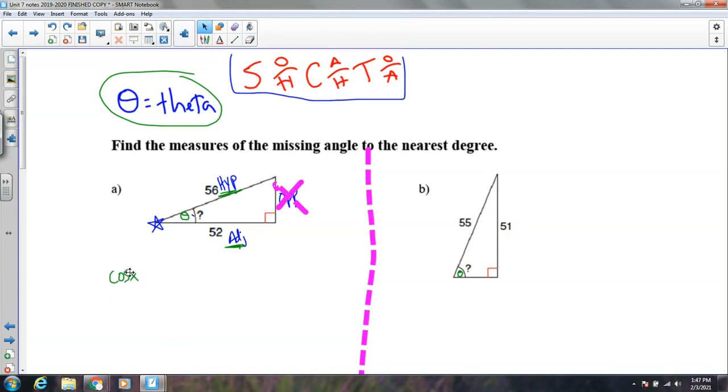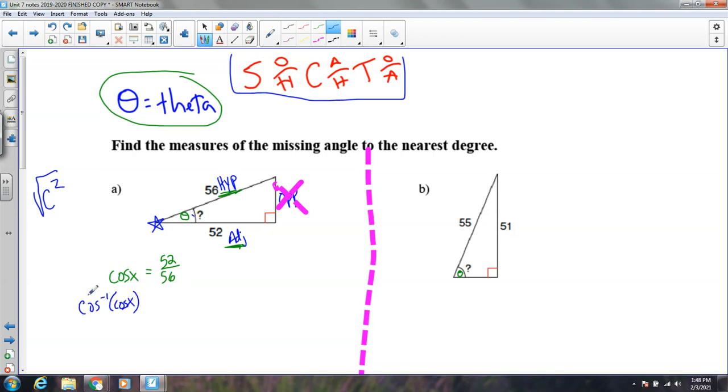So I know the cosine of x, the cosine of my unknown angle, equals the adjacent side divided by the hypotenuse. So really what that's saying is that the cosine of some angle has to give me this relationship of 52 over 56. So now we just need to figure out what this angle is. So a lot like what I did on the last page, to undo a squared, we have to do the square root. To undo the cosine, we have to do something that's called the inverse cosine.